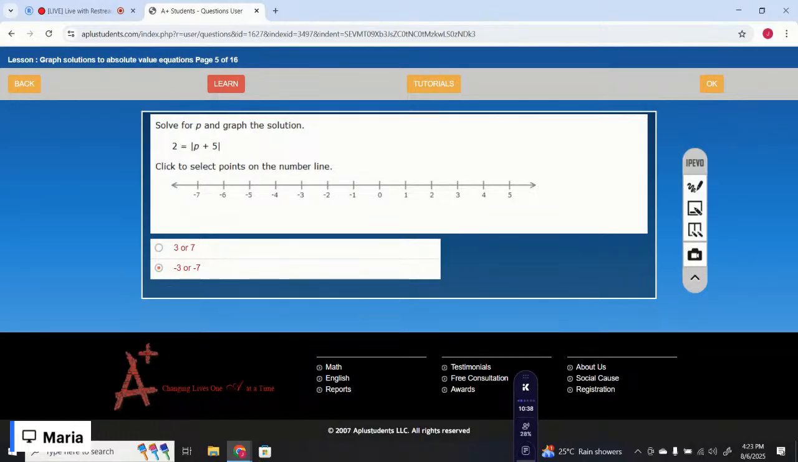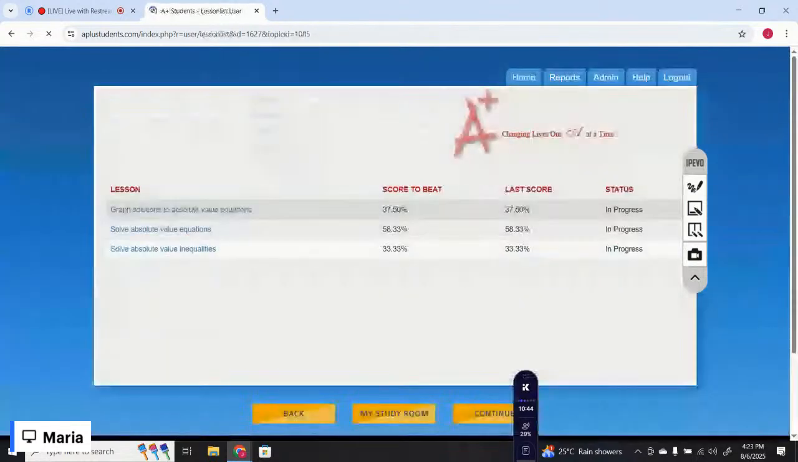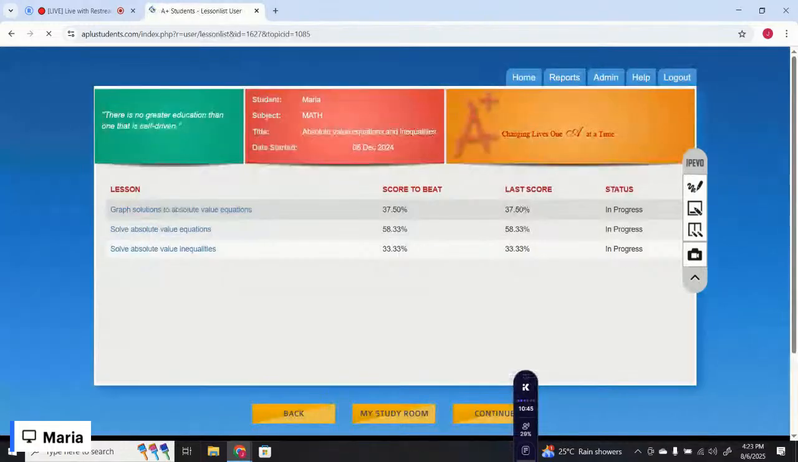Solve for p and graph the solution. Okay, option number 2 is the correct one. You can complete the lesson by yourself later today. Let me just move on to the next lesson.